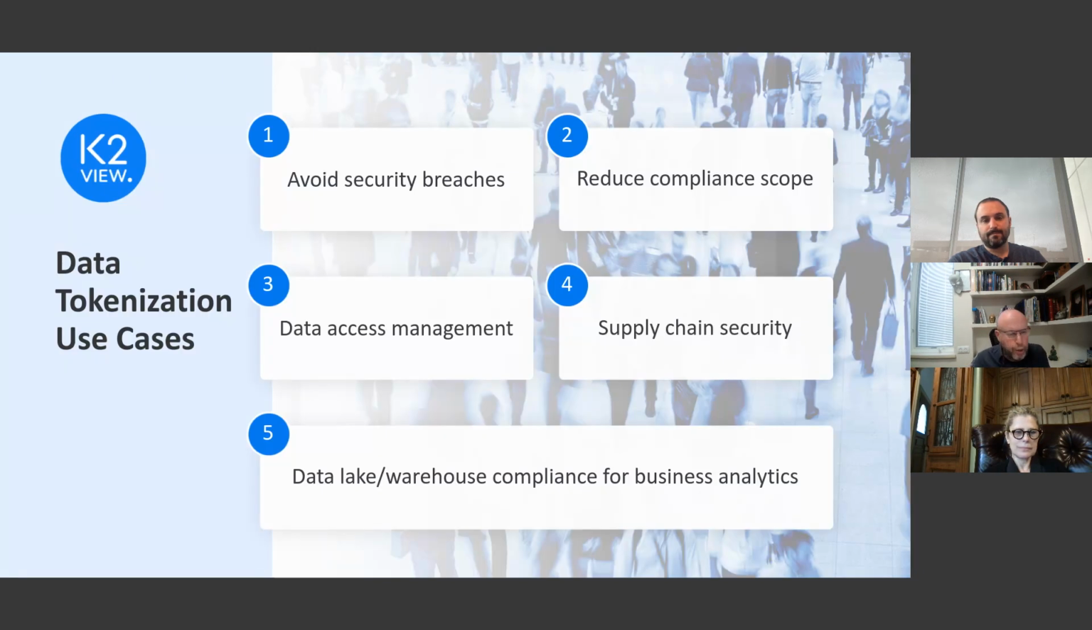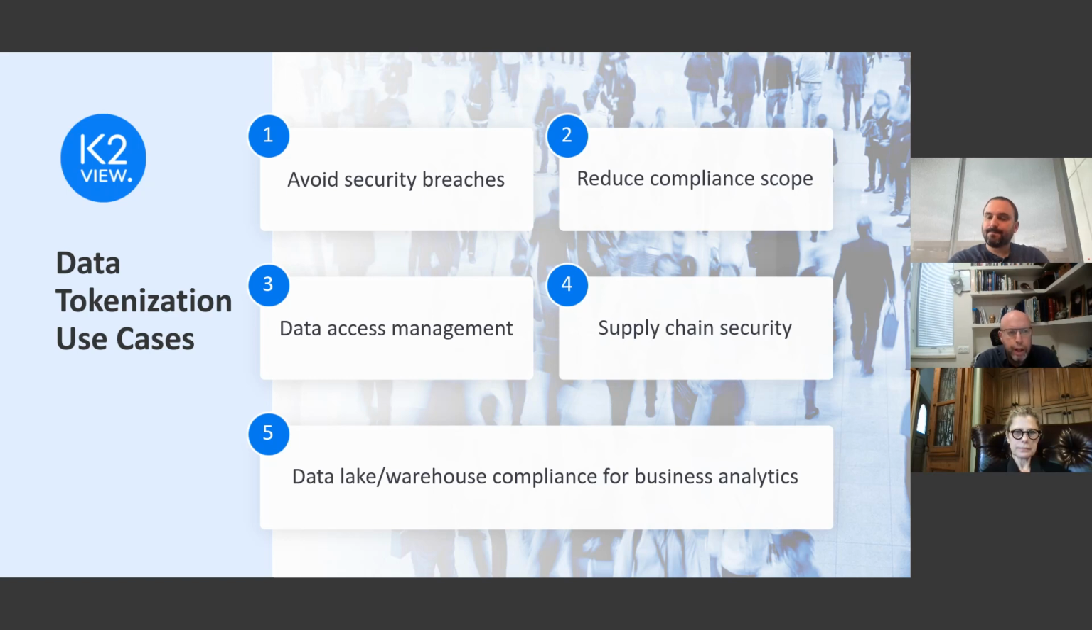So we talked a little bit about tokenization and what differentiates tokenization from other security methods. Let's talk about where we see the common use cases when we talk to our customers that consider or implement data tokenization. So once again, the first one is always to avoid security breaches. As we've explained, when we reduce or eliminate sensitive data from applications, we are of course less exposed to security breaches. And these applications can freely use the information without the risk of exposing the sensitive information.